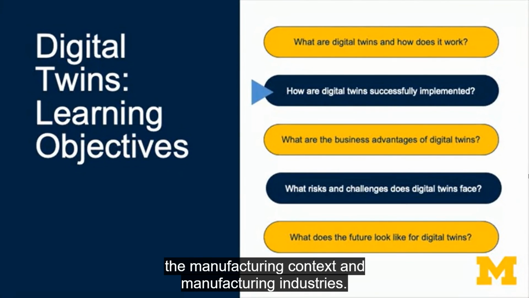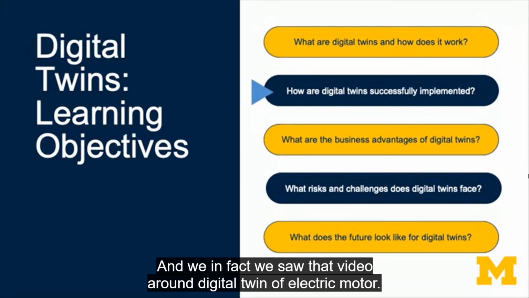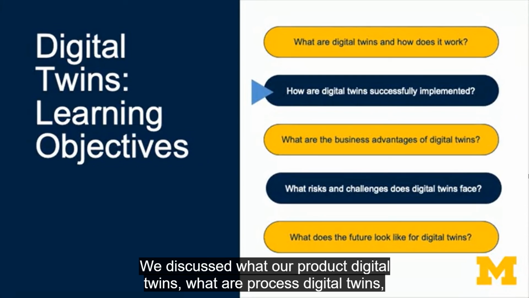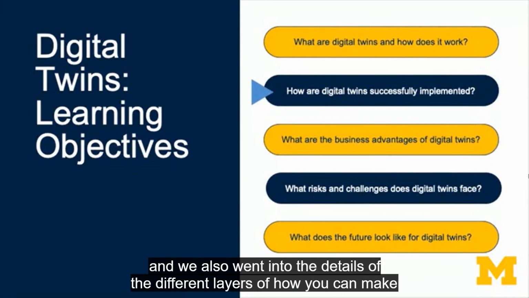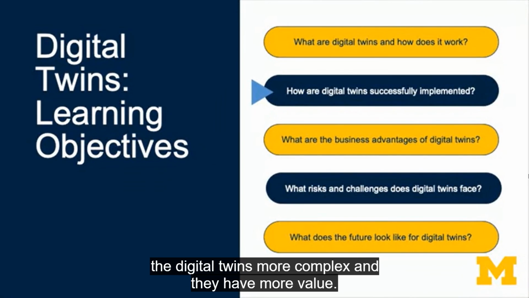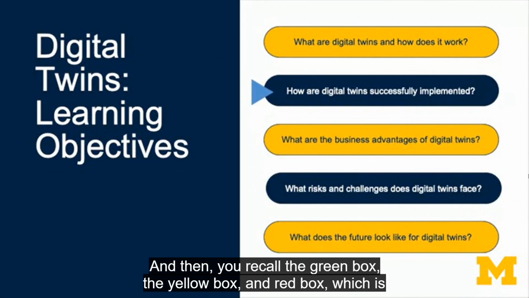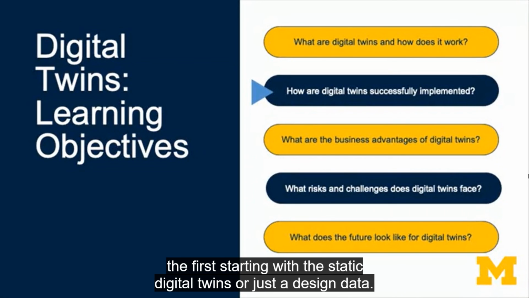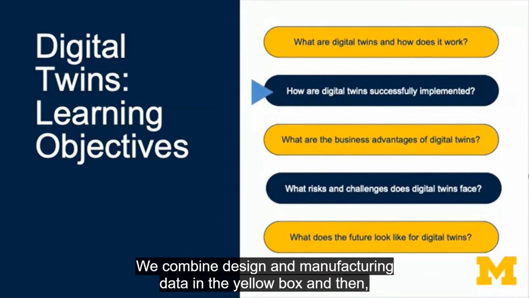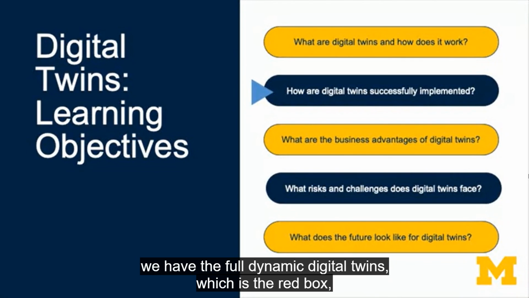Video around the digital twin of an electric motor. We discussed what product digital twins are, what process digital twins are, and we also went into the details of the different layers of how you can make the digital twins more complex and derive more value. And then you recall the green box, the yellow box and the red box, which is first starting with the static digital twin or just the design data. We combine design and manufacturing data in the yellow box, and then we have the full dynamic digital twin, which is the red box, collecting all the information in real time from the product usage.